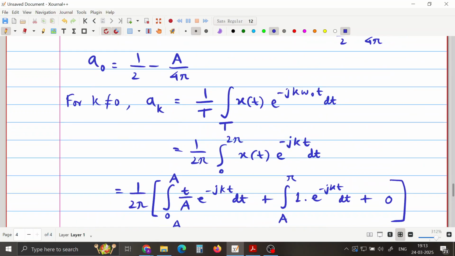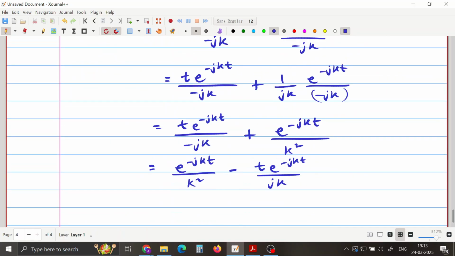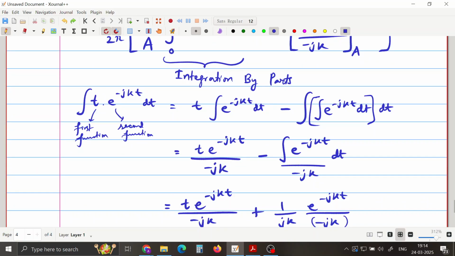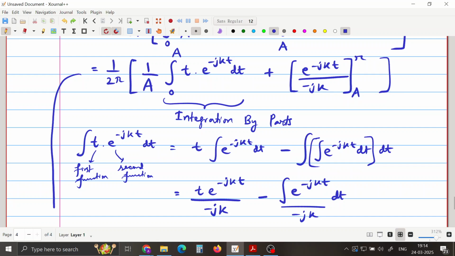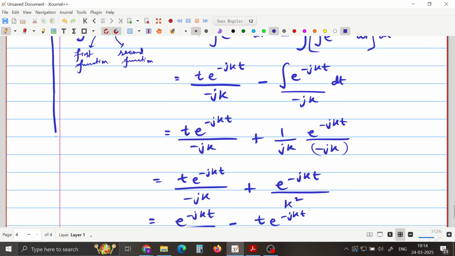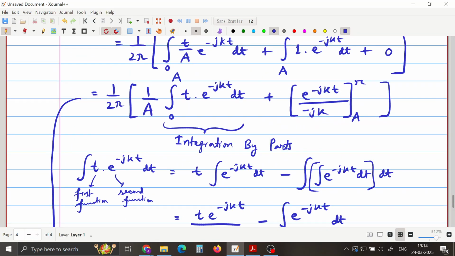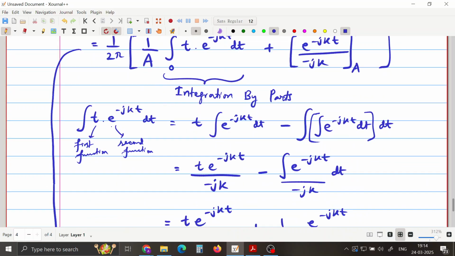Now we can find our a_k. Okay, so we were till this point. Now we have found the form for this integral. All we need to do is substitute the upper and lower limits. So I will now substitute. So 1 by 2 pi. Why 1 by 2 pi? Because we already had the scaling factor.